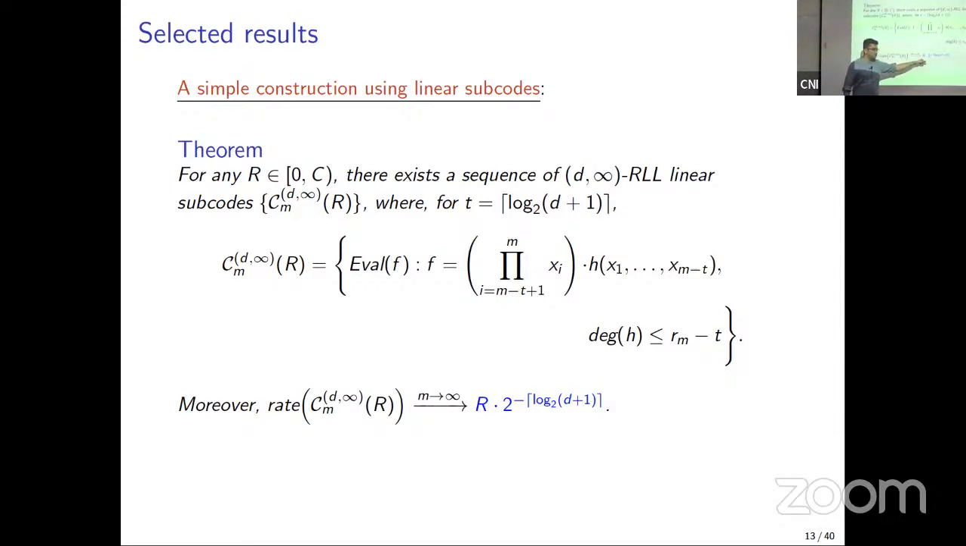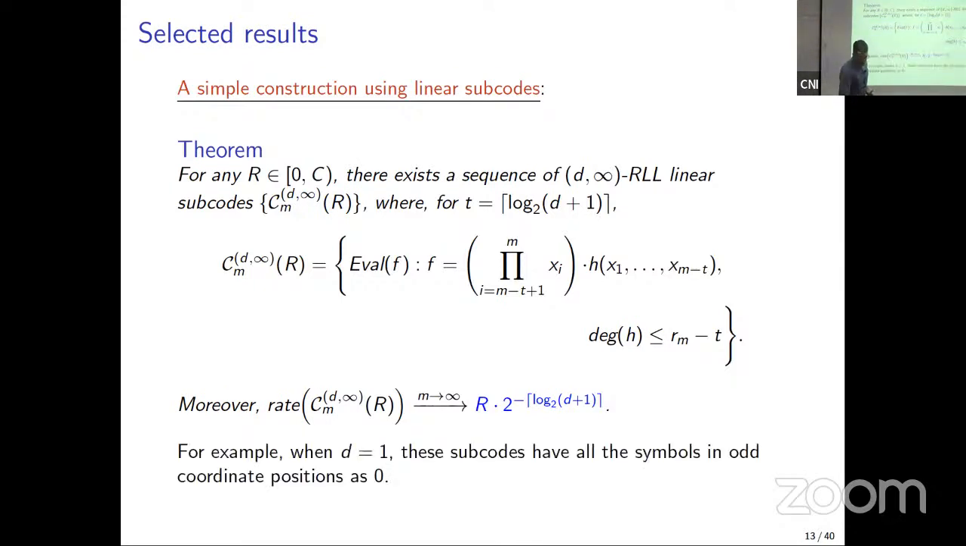Now, just to simplify these things, 2 to the minus log d plus 1 is roughly 1 by d plus 1. So you can basically achieve a rate of R by d plus 1 using these subcodes. And what do these subcodes look like? For example, when d equals 1, these subcodes are basically all the symbols in their odd position.